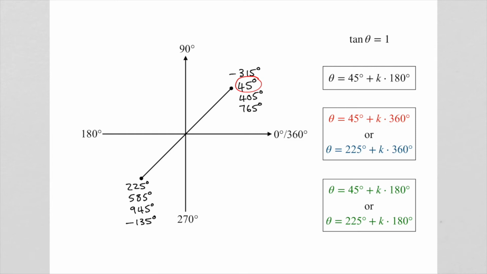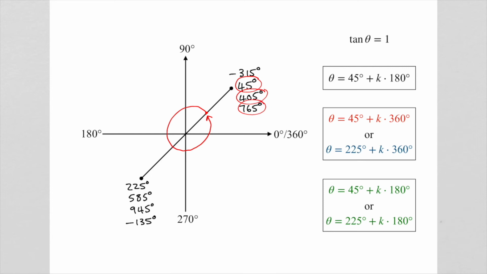Now, if we add 360 to that, remember when we add, we go in the anti-clockwise direction. So add 360 to 45, and that takes us all the way back into the first quadrant, and that brings us to 405 degrees. And if we add a further 360 degrees to 405, that takes us back into the first quadrant again to 765 degrees.